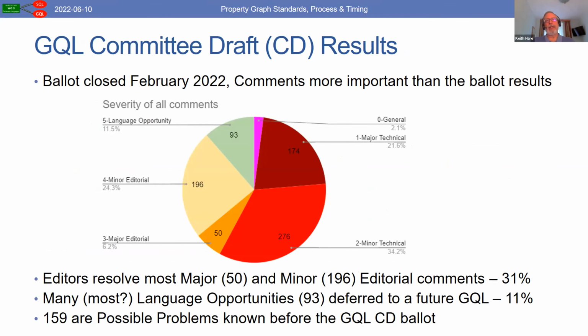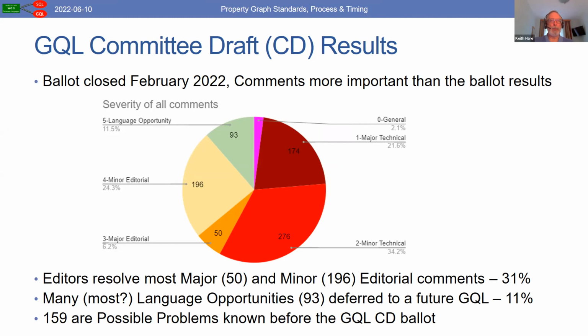I mentioned the idea of a committee draft ballot. We had one of those that closed last February. The comments in a ballot like this are actually more important than the ballot results. We have a number of different levels of seriousness of comments: major technical, minor technical, editorial, and in this case, we had 93 language opportunities. So the editors will resolve most of the editorial comments, which is about 31% between major and minor.